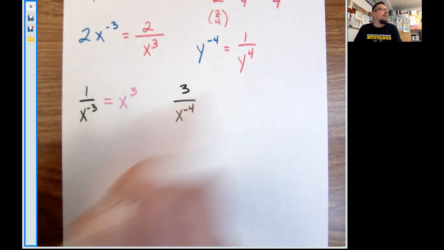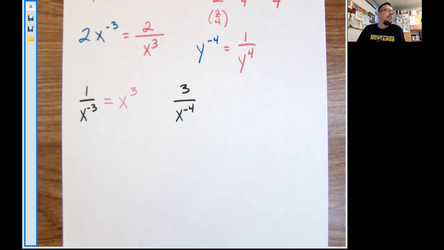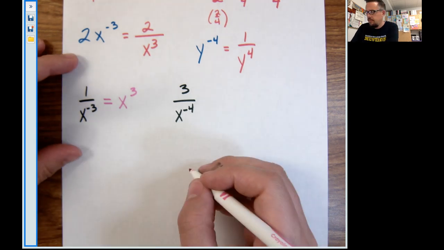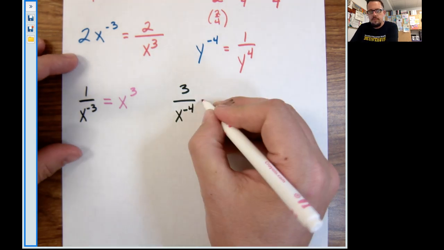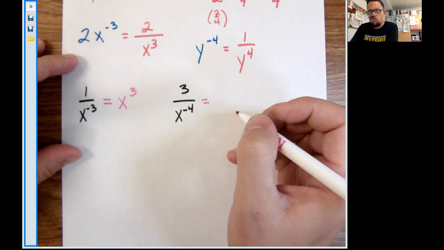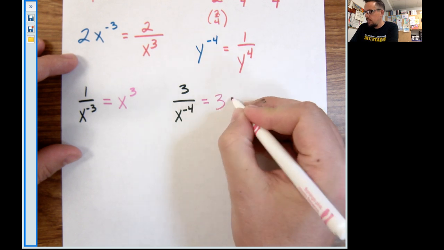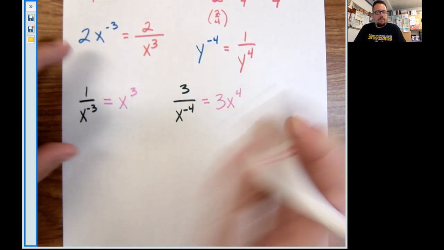So the 3 in the numerator, I got no problem with the 3. He's fine. No negative exponent on that guy. I got a big problem with the x to the negative fourth. How do I fix that? Three x to the fourth. Good.